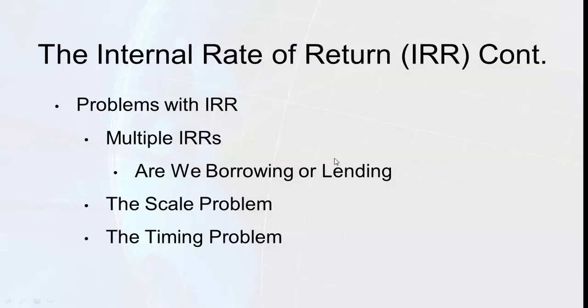so the main problem with IRR is multiple IRRs, multiple internal rates of return. So we don't know, are we borrowing or lending? And there is a scale problem, and there is a timing problem. And I'm going to show you what these problems are.